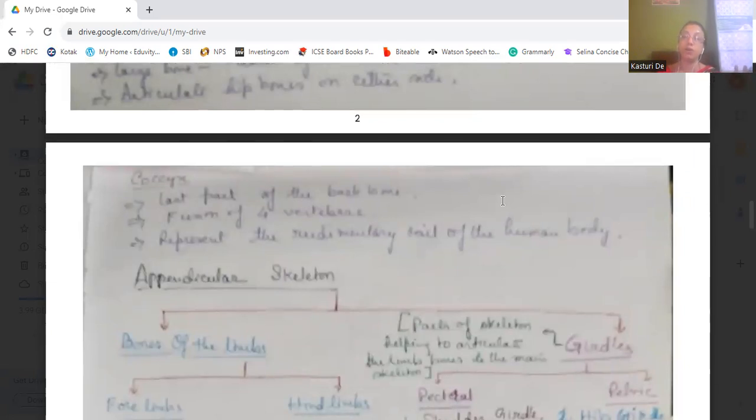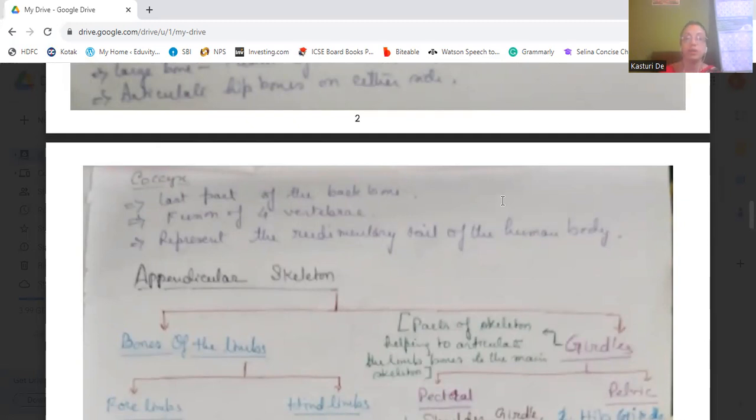We have all heard that when humans are in the fetus stage in the mother's womb, they have a rudimentary tail, which vanishes as the fetus grows. So that tail is represented by this coccyx region.